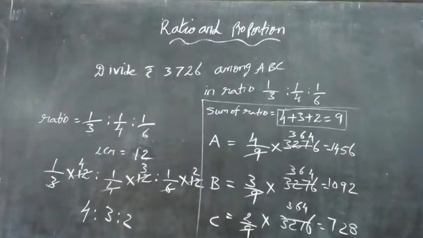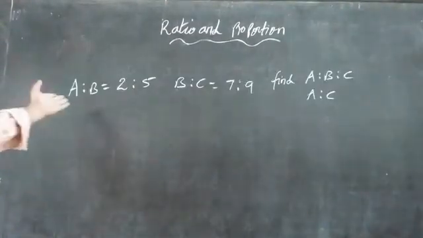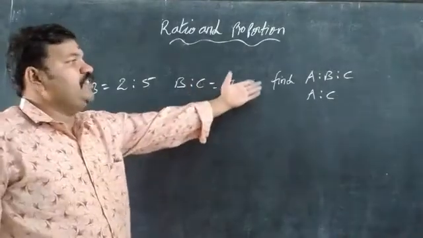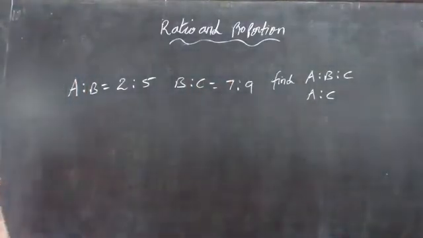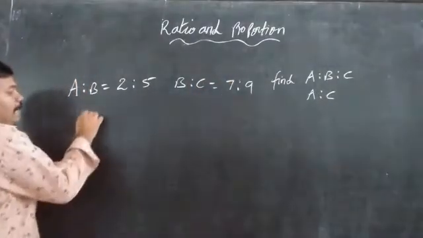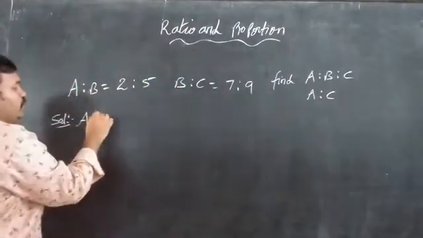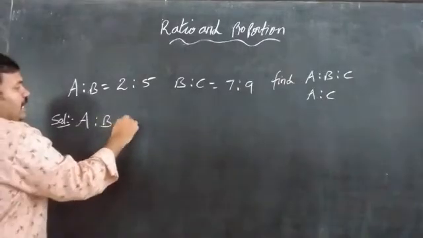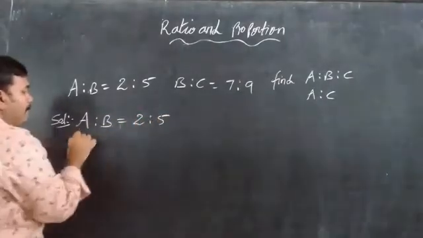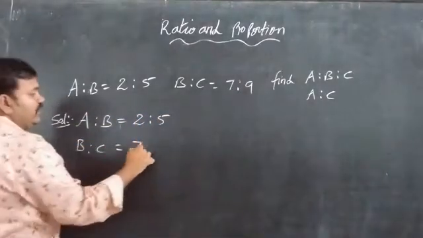See here, this is the given sum. A is to B is given and B is to C is given. They are asking for A is to B is to C, and A is to C. So this is combining of two ratios. A is to B is equal to 2 is to 5. B is to C is equal to 7 is to 9.